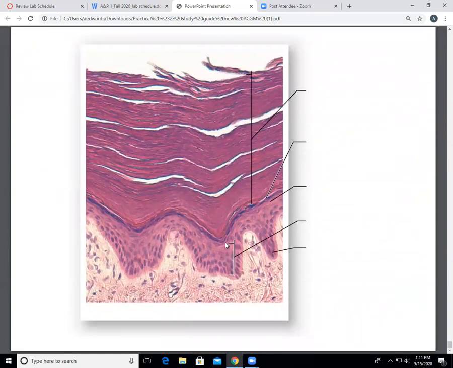All right, so going back to the skin, you got to remember what this big layer is. Stratum starts with a C. Stratum corneum.